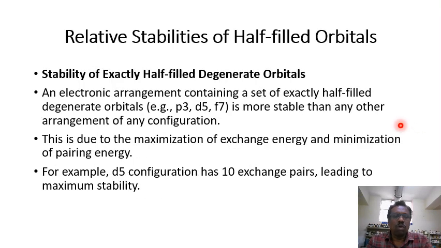Relative stabilities of half-filled orbitals. Stability of exactly half-filled degenerate orbitals: an electronic arrangement containing a set of exactly half-filled degenerate orbitals, for example p3, d5, f7 in the p, d and f orbitals. These half-filled configurations are more stable than any other arrangement. This is due to the maximization of exchange energy and minimization of the pairing energy. So because of this, these three electronic configurations will be more stable. For example, d5 configuration has 10 exchange pairs, leading to the maximum stability.